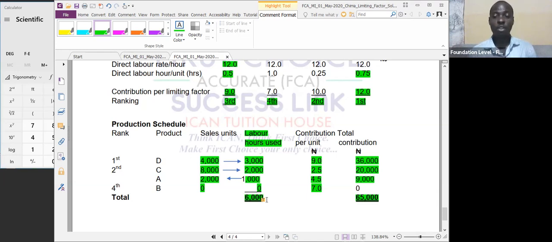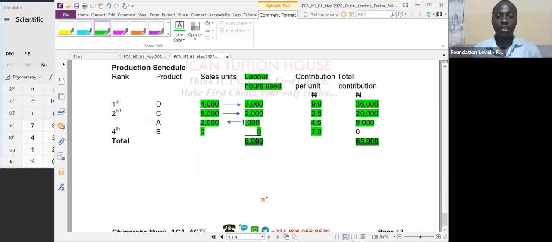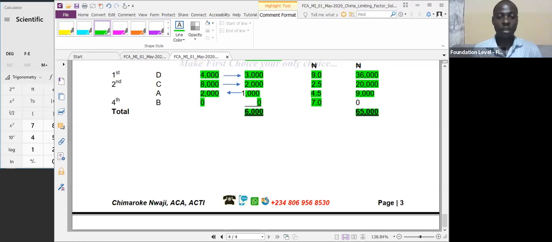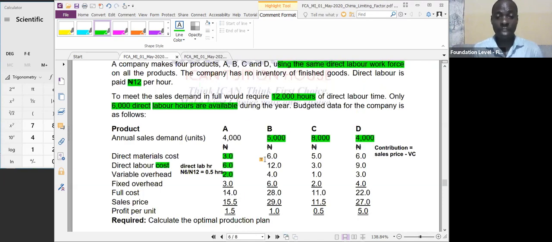You have to get your contribution per unit. You have to identify your scarce resource. Then you have to find your contribution per scarce resource. Then you rank and you produce according to ranking. So that's just it for that. Okay, so that is how to solve that problem.